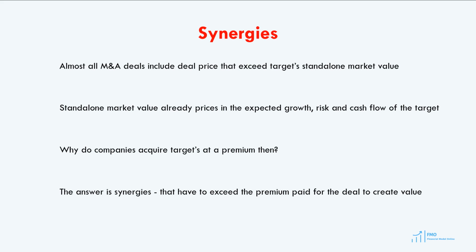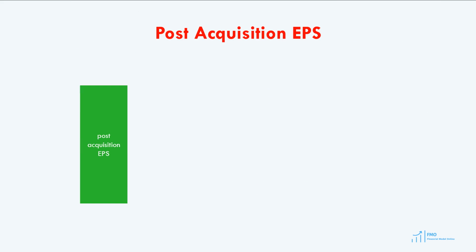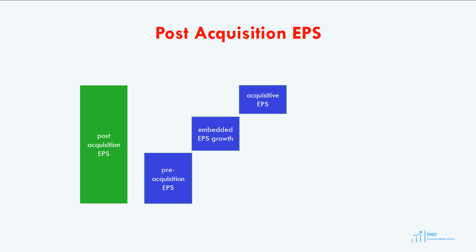One way to demonstrate what may actually go wrong with the acquisition of the target is to break down the post-acquisition earnings per share into pre-acquisition EPS, embedded EPS growth, and acquisitive EPS. The embedded earnings per share growth is what the market expects the target to generate. Failure to meet these expectations will destroy value.